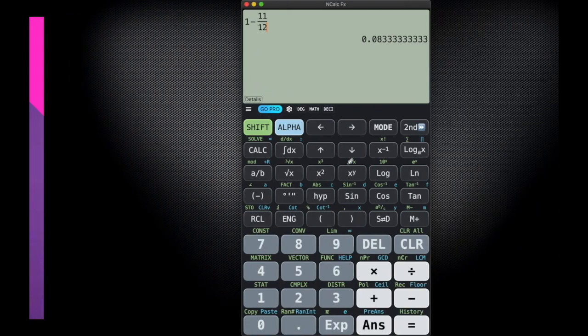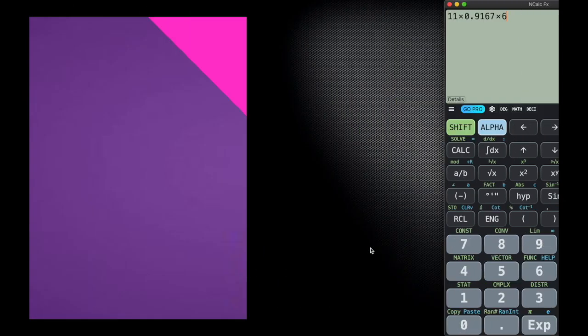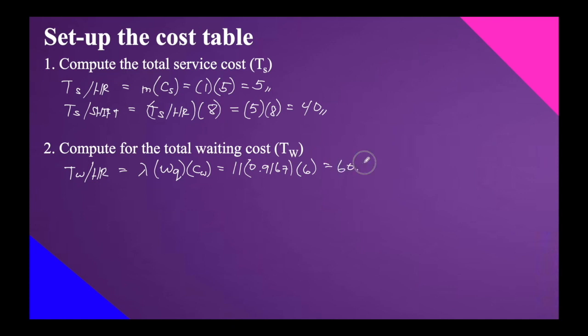Let's go to our calculator to solve this. So, 11 multiplied to 0.9167 multiplied to 6. That is equivalent to 60.5022. So, let's have it here, 60.5022. Meaning to say, this is the total waiting cost. And this is, guys, in dollars. Sayang. No, napakalaki nung nasayang na pera, $60 sa paghihintay lang. And that is per, isang oras to, no?